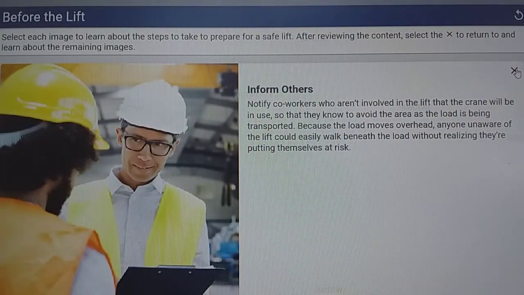Notify coworkers who aren't involved in the lift that the crane will be in use, so that they know to avoid the area as the load is being transported. Because the load moves overhead, anyone unaware of the lift could easily walk beneath the load without realizing they're putting themselves at risk.